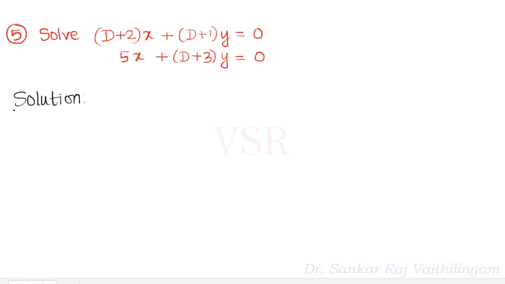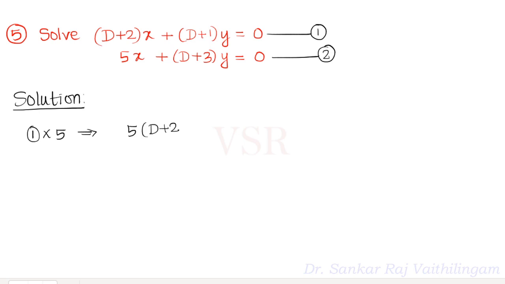So we'll take this as my first equation and this as my second equation. Now what am I going to do is, the first equation, we have to multiply by 5. Okay, the first equation multiplied with the number 5. So this implies 5 into d plus 2 times x plus 5 into d plus 1 times y which is equal to 0.